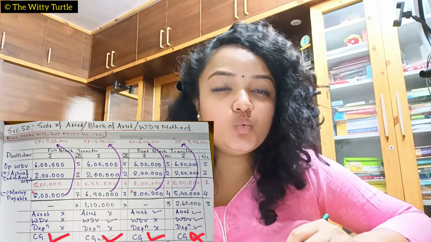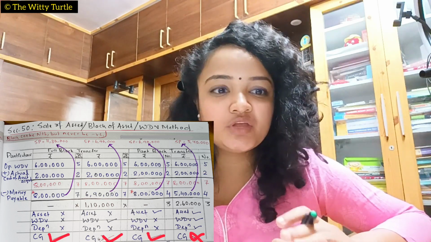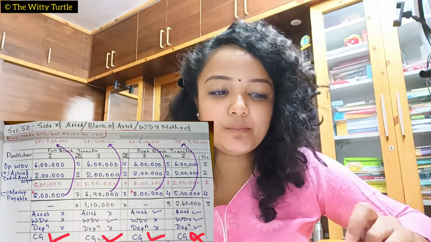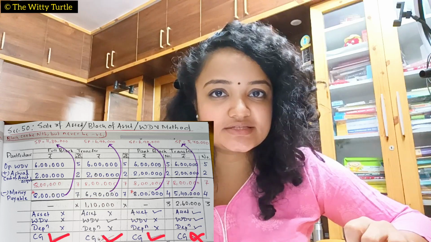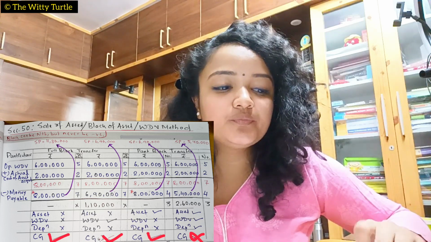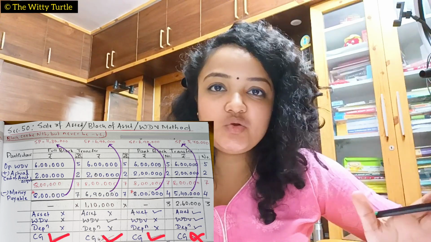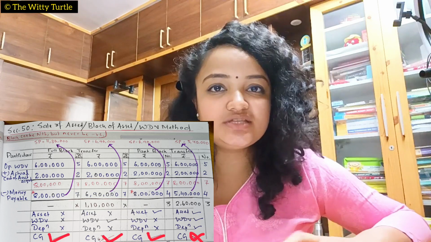Why? Because we know that the WDV can be nil, but it cannot be negative, right? So even though it was sold for 11 lakhs and 30,000 rupees, the sale proceed amount will be restricted up to 8 lakhs, right? So now what is happening? The WDV is becoming zero. And how many assets are remaining? Zero assets are remaining. Why? Because the entire block is being transferred.